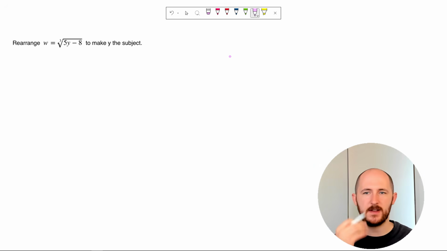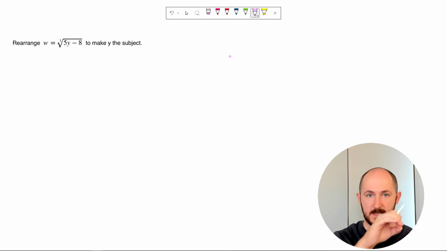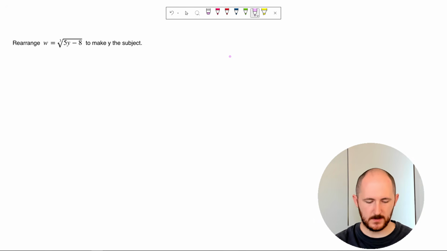So the first one is rearranging to make something the subject. Comes up all the time. The number of questions in Year 12 and Year 13 Maths that show that this can be written as this, so rearranging things, happens all of the time. So we need to be really good at it.